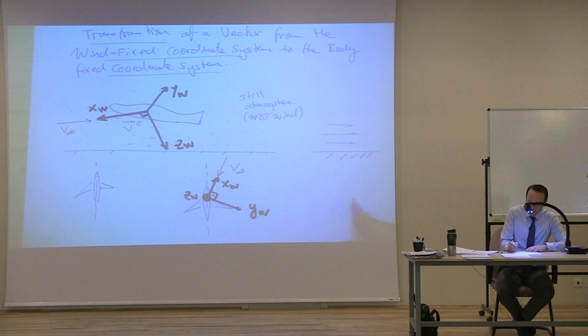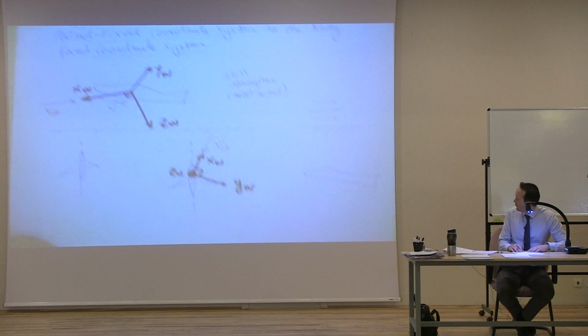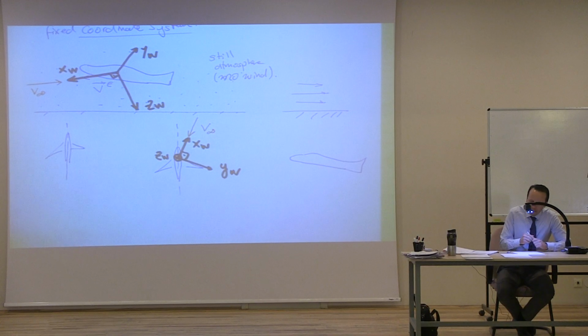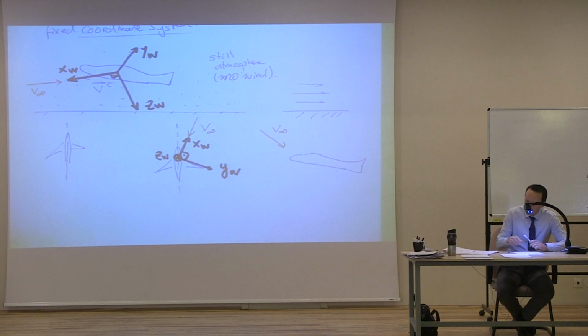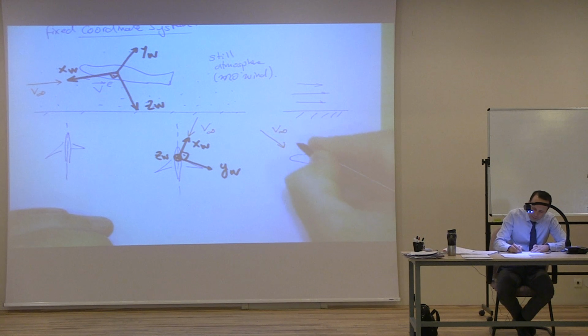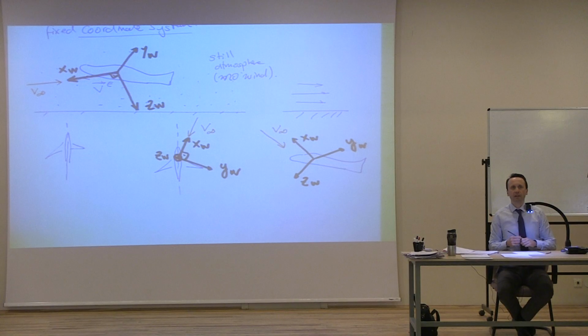Now let me give you another example. Let's say the airplane is like this, and V infinity is coming like that. So, which direction would be Xw? Xw would be like that. Zw would be in the symmetry plane, and Yw would be like that. Could this ever be happening, that V infinity is coming from the top? I mean, not in steady flight maybe, but during maneuvers it could.